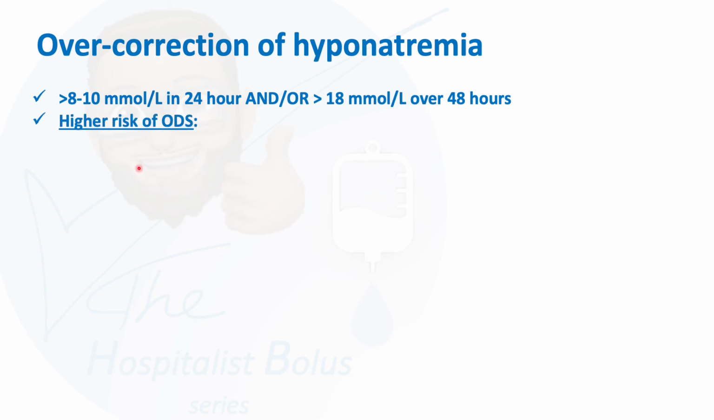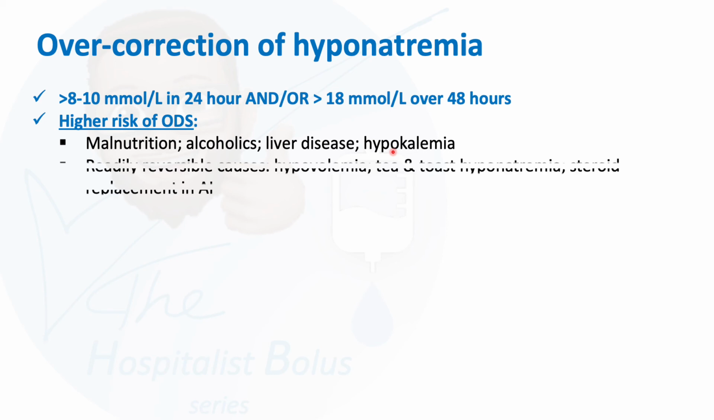Now, who are the patients that you need to pay a little bit more attention to in terms of having higher risk to develop overcorrection and ODS? We talked about that before. Patients with malnutrition, alcohol use, liver disease, hypokalemia, patients who have severe hyponatremia to begin with, and patients who have readily reversible causes. For example, a patient with hypovolemia, once you start to give them fluid, they might overcorrect and respond really quickly. We talked about the patient with tea and toast hyponatremia.